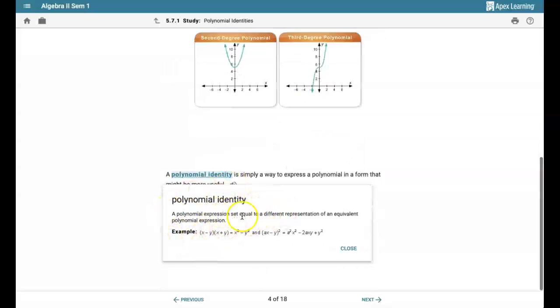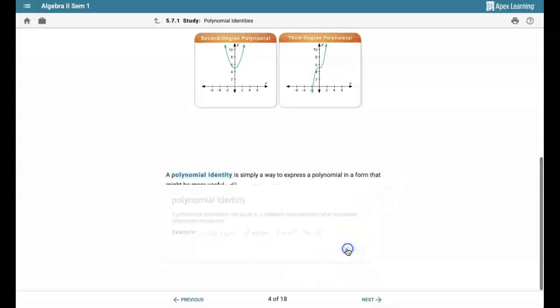It is an expression that is set equal to a different representation or an equivalent form. So by that it means the left-hand side is equal to the right-hand side. So the left-hand side has to be equal to the right-hand side. So again, an example here is x minus y and x plus y. That's x squared minus y squared if we FOIL that out, right? And similarly here, ax minus y, and that quantity is squared, is like saying a squared times x squared minus 2ax plus y squared. Again, these should look kind of familiar here, right? And we've been using them, but now we're trying to put names to what we are doing.